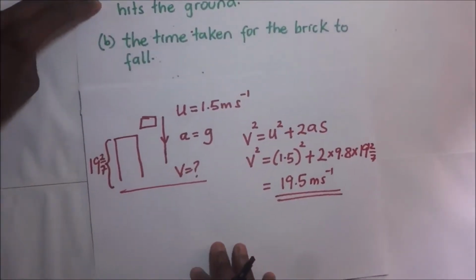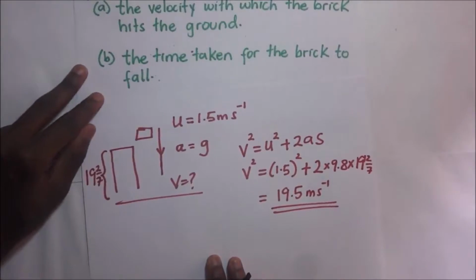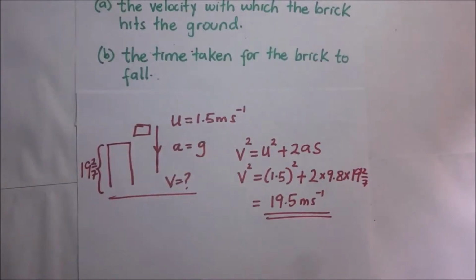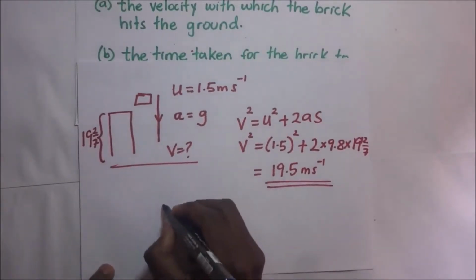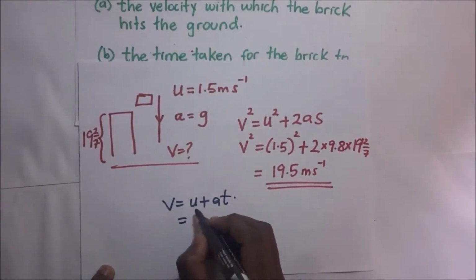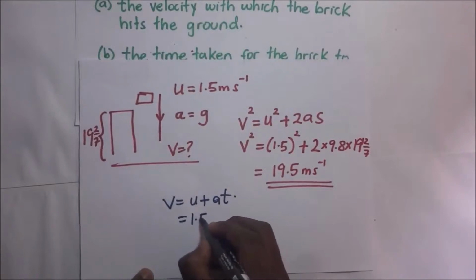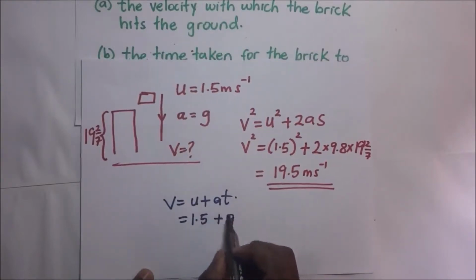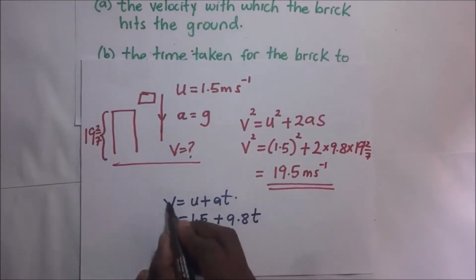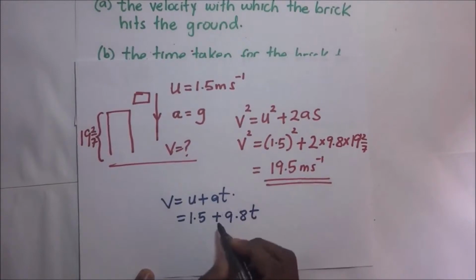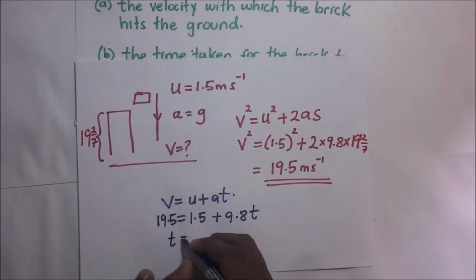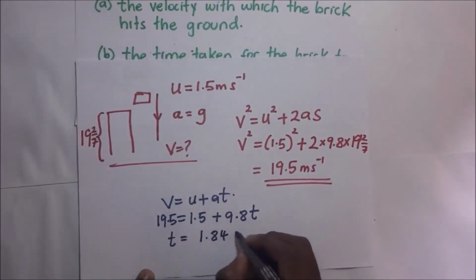So for part B, they're asking us to find the time taken for the brick to fall. To get that, we use the first equation of motion, v equals u plus at. Our initial speed is 1.5 plus our acceleration, which is gravity, 9.8, times the time we're looking for. Our final velocity we already got as 19.5. When we make t the subject of the formula, we get our value of time as 1.84 seconds.